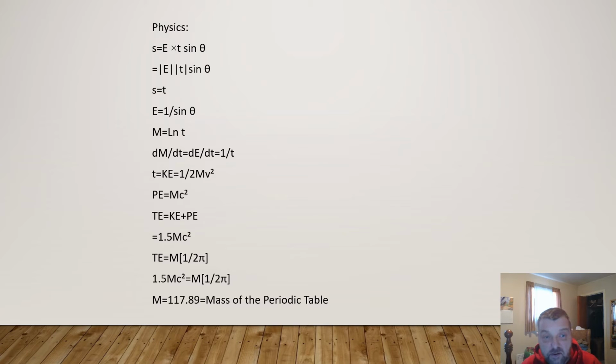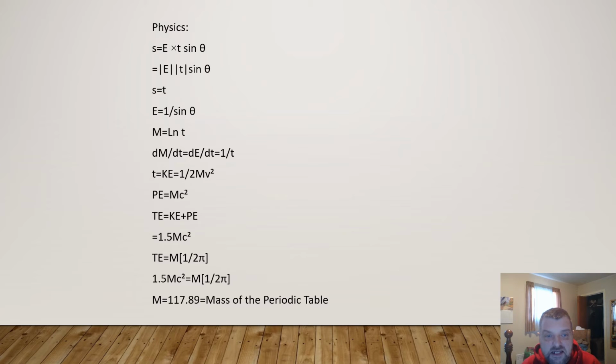1 over sine theta, of course, is cosecant theta, which is equal to the speed of light. It's the function for the speed of light. It's asymptotic to 3. And mass is equal to the ln of t. So the derivative of the mass with respect to time is equal to 1 over t. And time is equal to the kinetic energy, which is 1/2 mv squared. Again, potential energy equals mc squared.